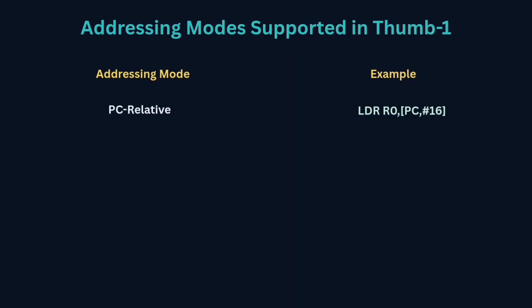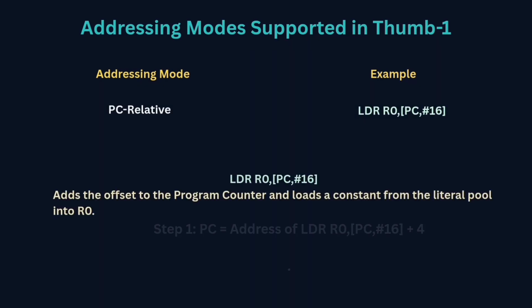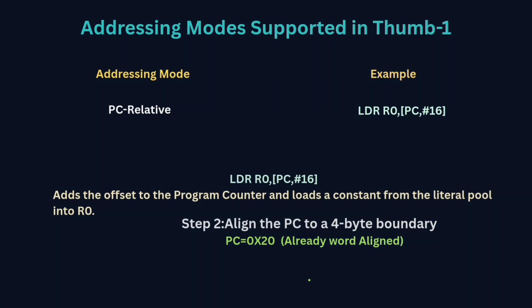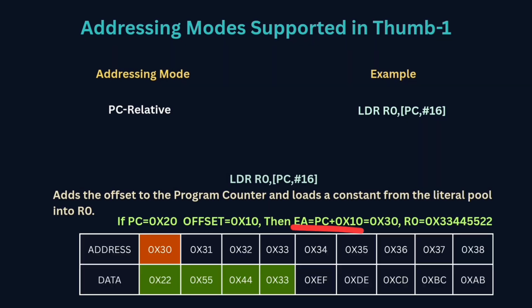PC relative addressing. LDR R0, [PC, #16]. Here, the program counter acts as the base register. During execution, the processor adds the immediate offset to the current PC value to form the effective address. It then reads a 32-bit constant stored in the literal pool and loads that value into R0.